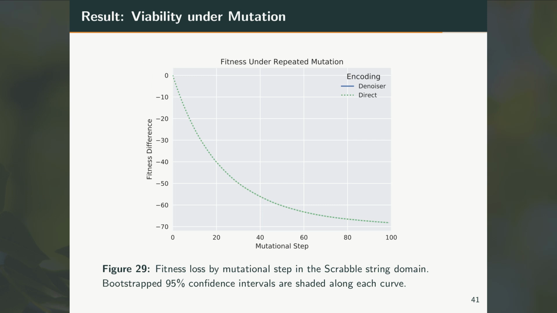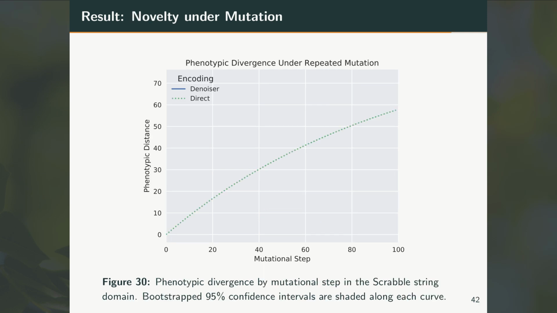Using this encoding compared to the direct encoding, I'm showing decrease in fitness by mutational step, right? You can see we have less rapid decrease in fitness by mutational step using the denoising autoencoder. So this is helping to buffer deleterious mutations, is kind of the interpretation. And we have 95% confidence intervals that are shaded, but they're really tight, so they're difficult to see.